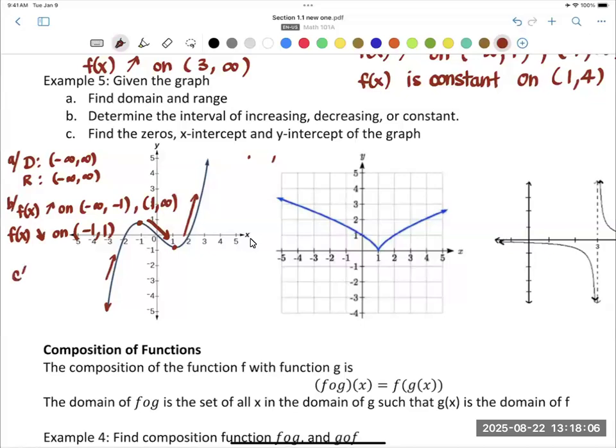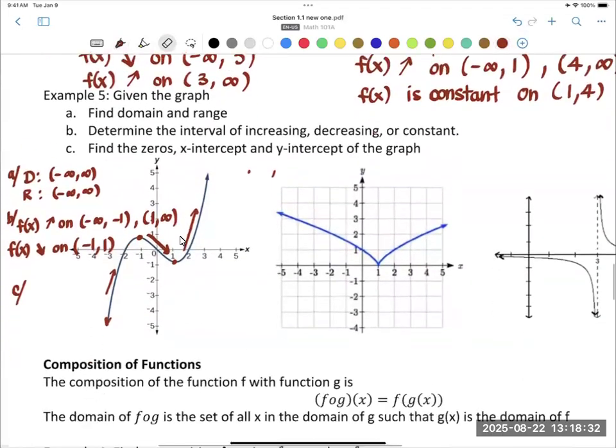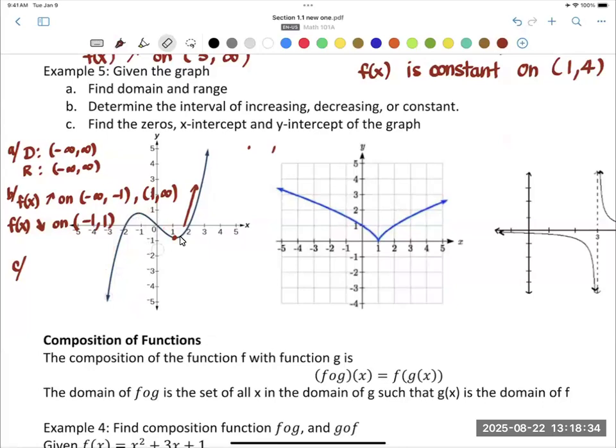And now for C, I need to find all the zeros, x-intercepts, and y-intercept. What are zeros and x-intercepts? They actually represent the same thing. A zero is the value that makes the function equal to 0. And an x-intercept is the value where y is equal to 0, or the intersection of the curve and the x-axis. So finding the zeros and the x-intercepts is pretty much the same thing, okay?